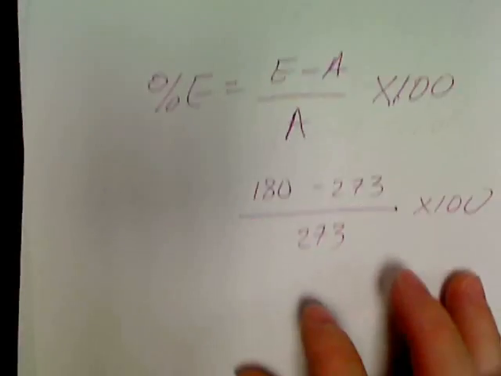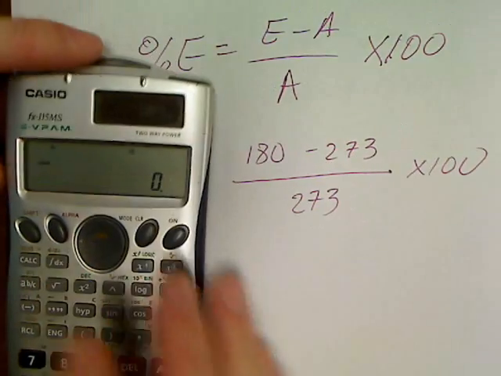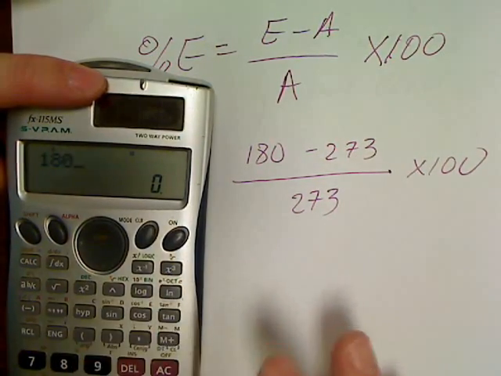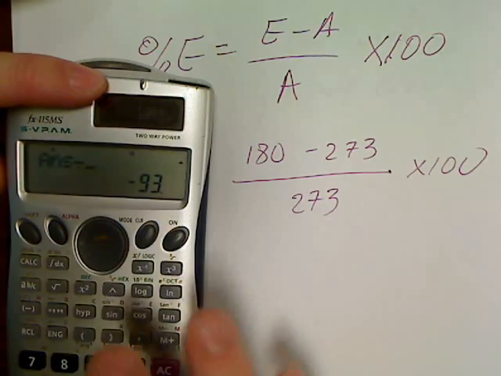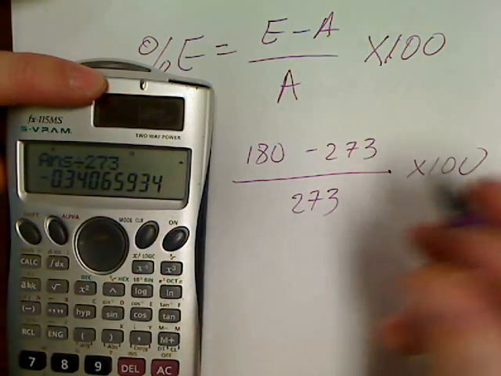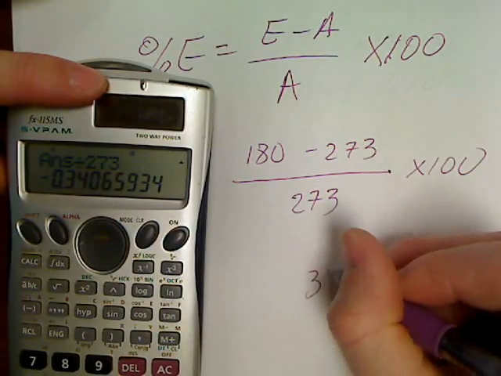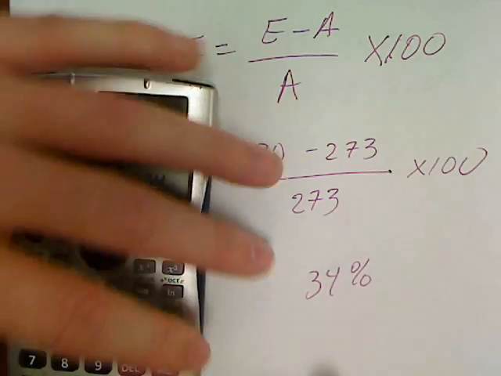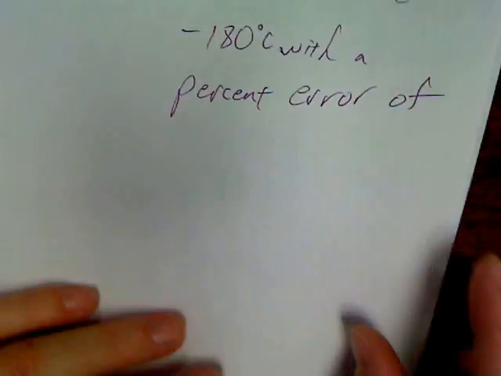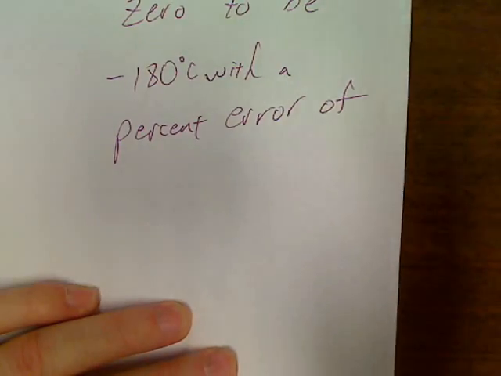And let's just see how bad my results were on this lab. So I've got 180 minus 273 divided by 273, 34.0. So I've got a 34% error in my lab. I'm going to blame that on somebody else. I'm going to blame Hunter Peterson for it, actually.